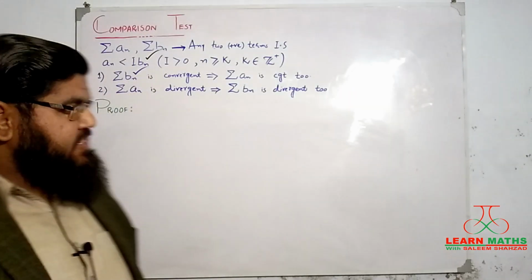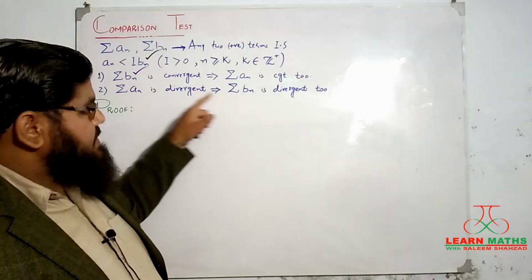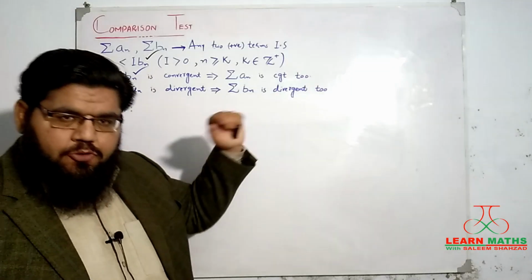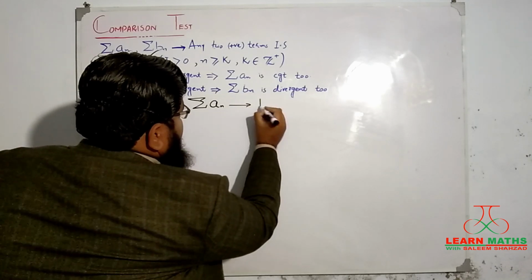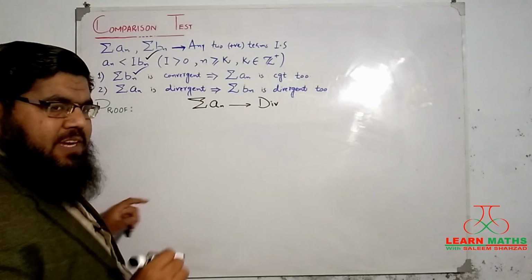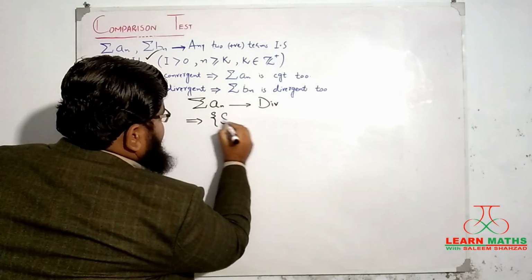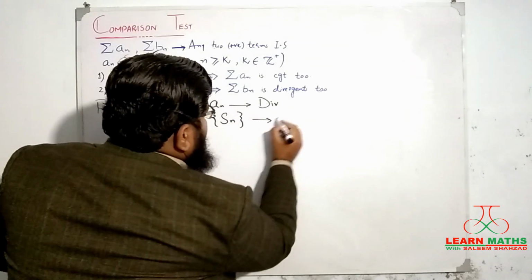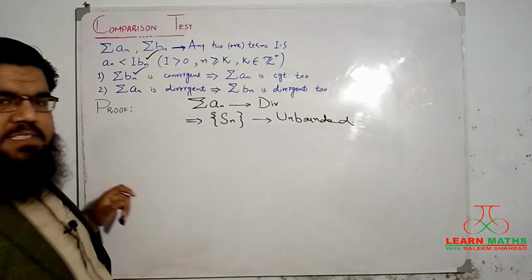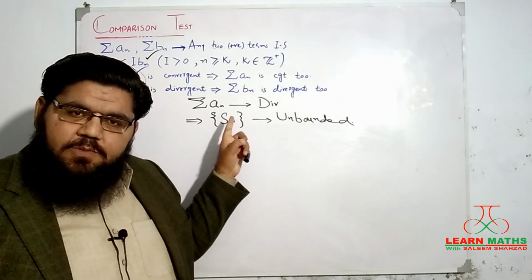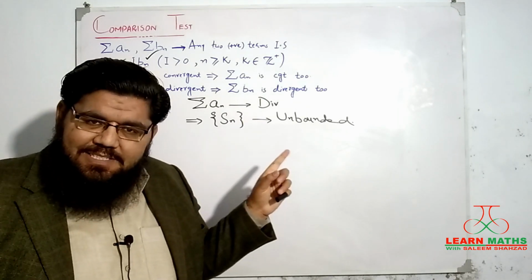Alright students, let's go to the second part of the theorem, which says that the series summation an divergent implies that the series summation bn will be divergent too. So let's assume that the series summation an is a divergent series. Now if this series is divergent, then I claim that its sequence of partial sums will be unbounded. How can I say this for sure? Because the series we are considering is of positive terms, so this sequence of partial sums will be a monotonically increasing sequence.